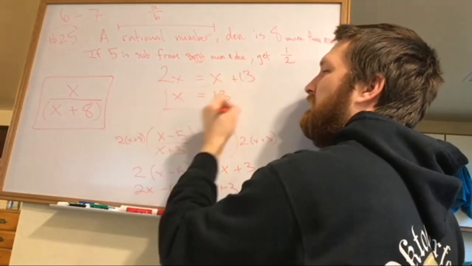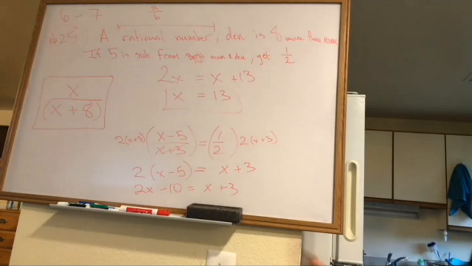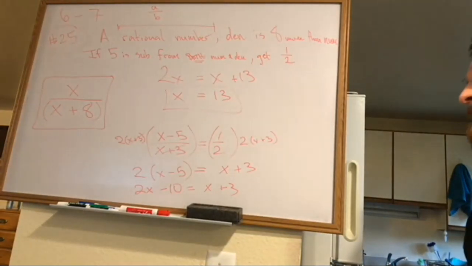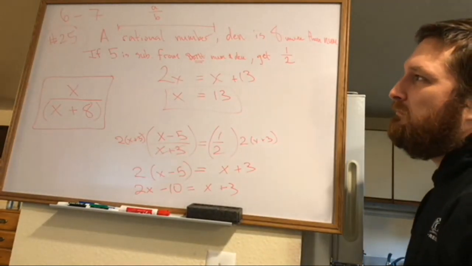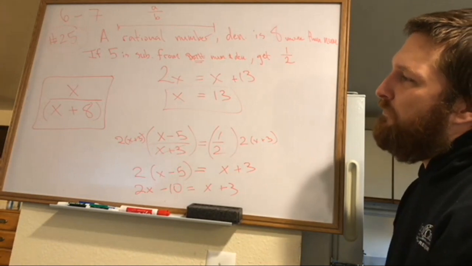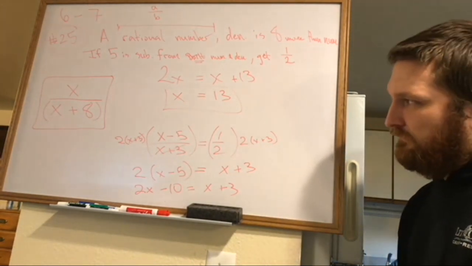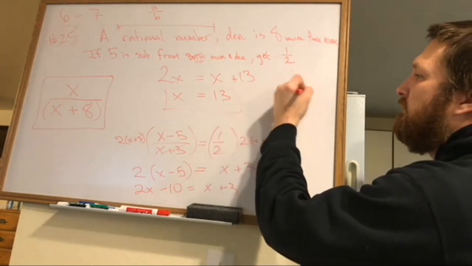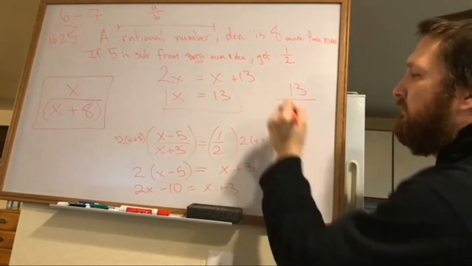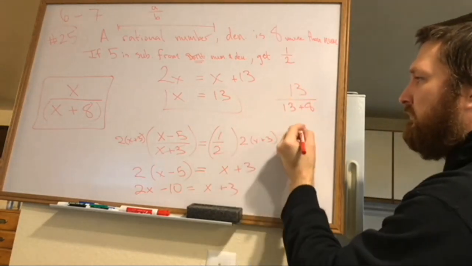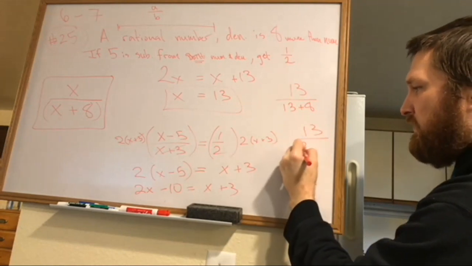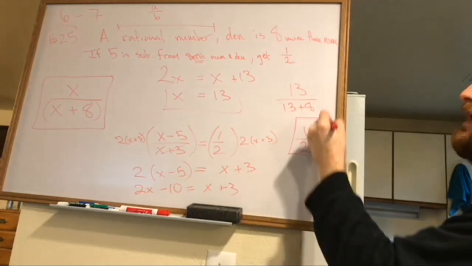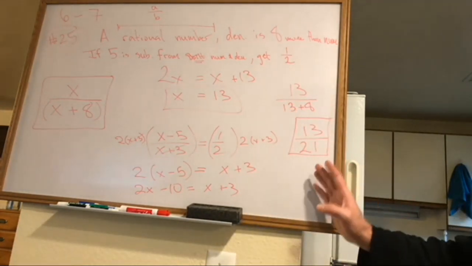So then what's my answer? What is the rational number that they're looking for? They're looking for the original number, right? So you have 13 over 13 plus 8, which is 21, is it? So that sounds right. Yeah, 21. There you go. So that is the rational number that they're looking for right there.